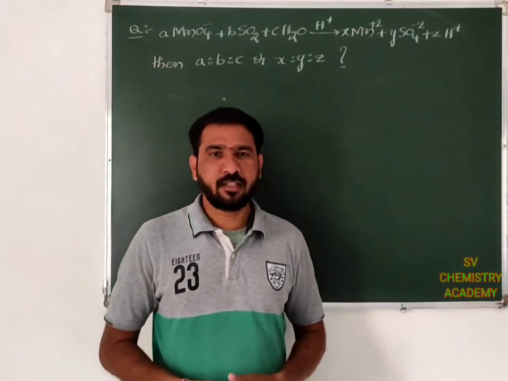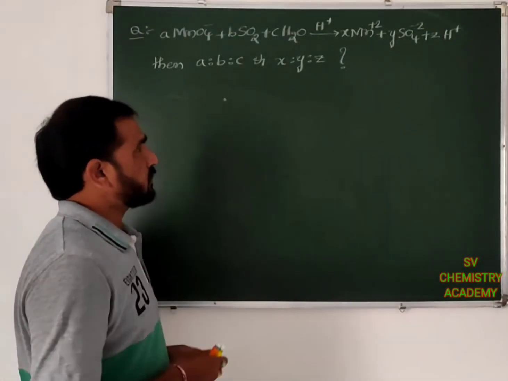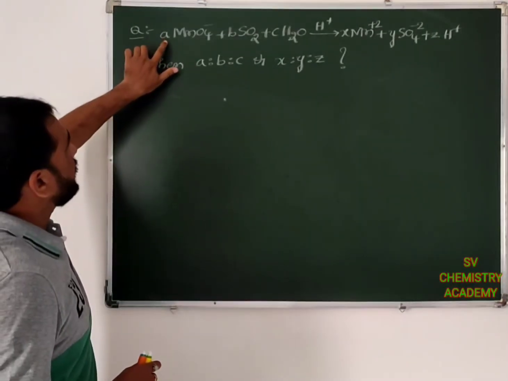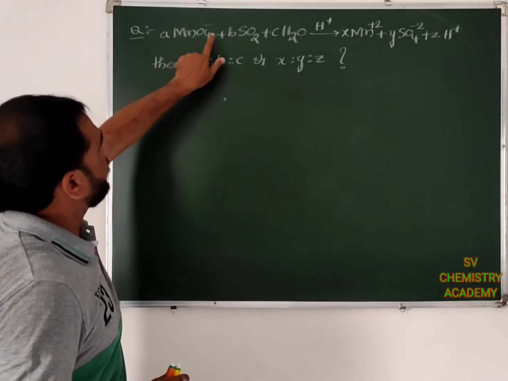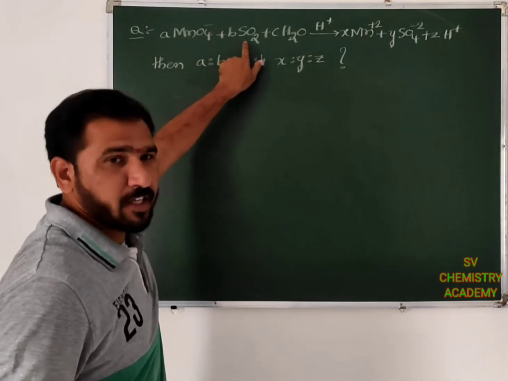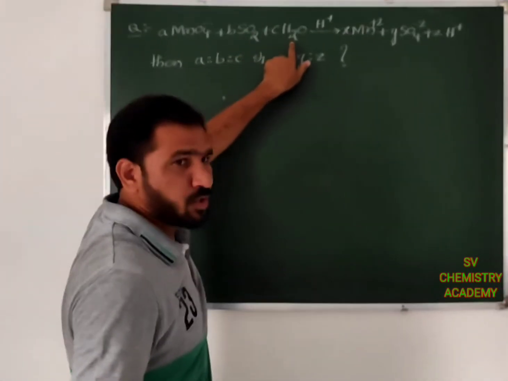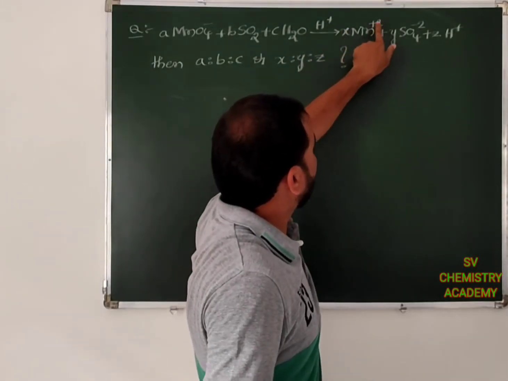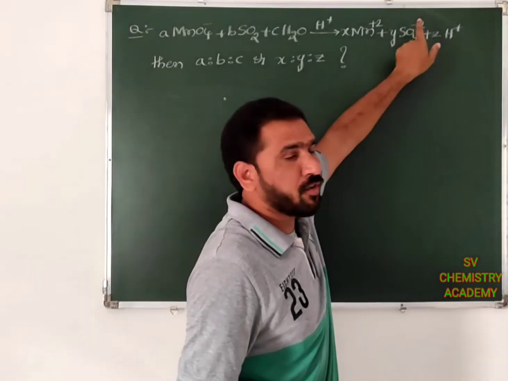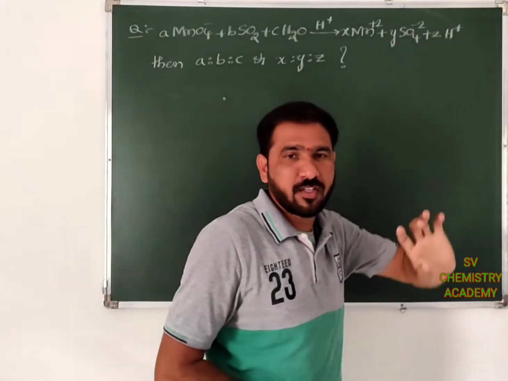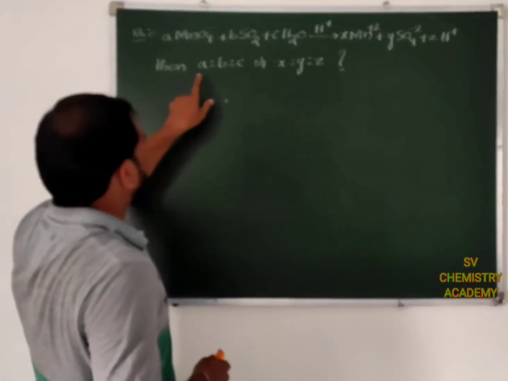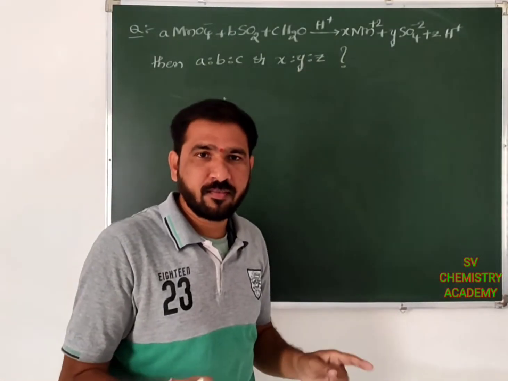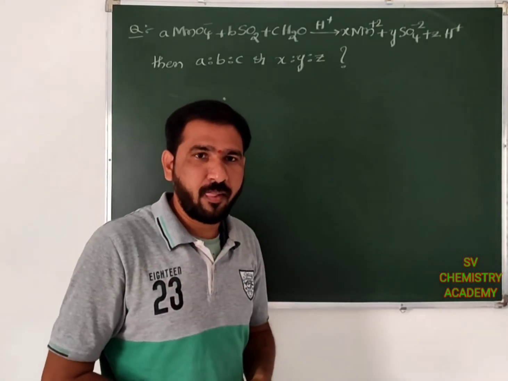Is it clear? Right. Then coming to the related questions. The question is given like A moles of MnO4 minus plus B moles of SO2 plus C moles of H2O, the reaction going on in the presence of acidic medium, gives X moles of Mn plus 2 plus Y moles of SO4 minus 2 plus Z moles of H plus. Then A is to B is to C and X is to Y is to Z is what? That is the question, very very important.